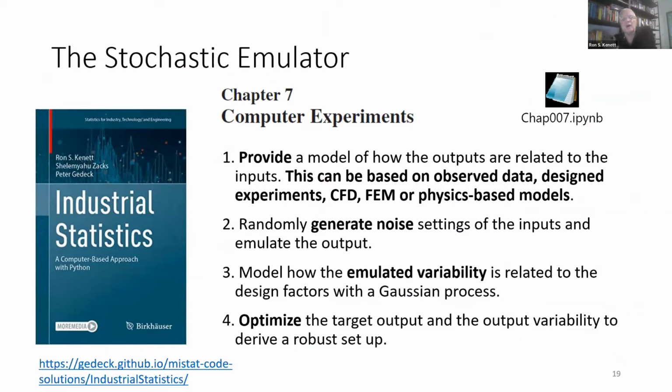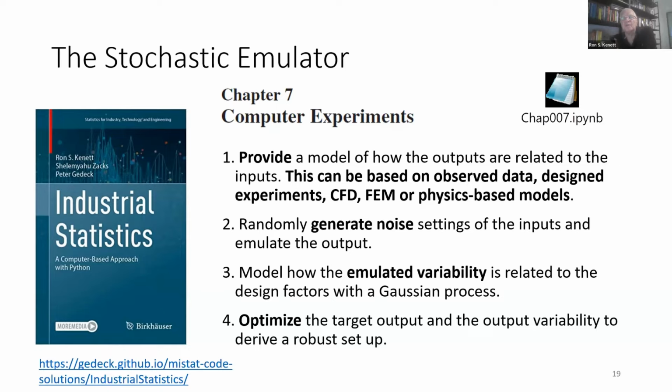I have developed, this is based on work we did in 2006 in the context of a European framework program called TitoSim. We developed a stochastic emulator, and the idea, I will talk about the idea now, and then I will show you later an example, is that we have a model of a system. It can be a CFD model or FEM model or a physics-based model or an empirical model. We generate noise by introducing uncertainty in the inputs of the model. And then we emulate the variability. That's what the stochastic emulator is about.